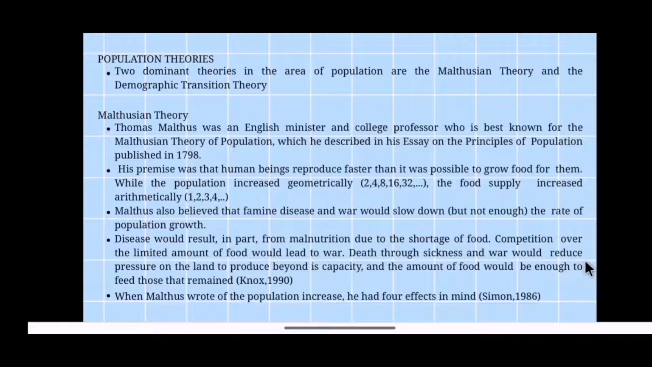And now let's talk about the population theories. The two dominant theories in the area of population are the Malthusian theory and the demographic transition theory.